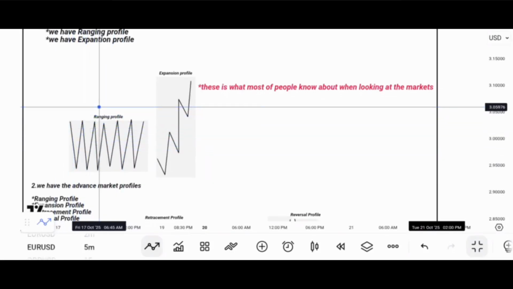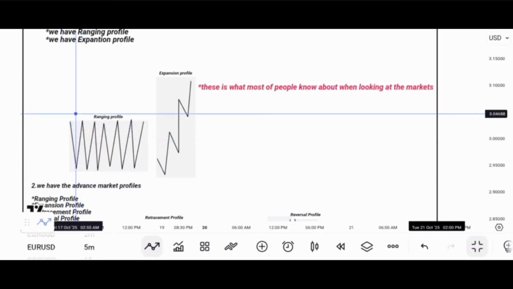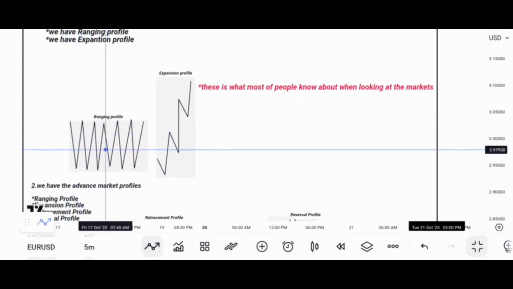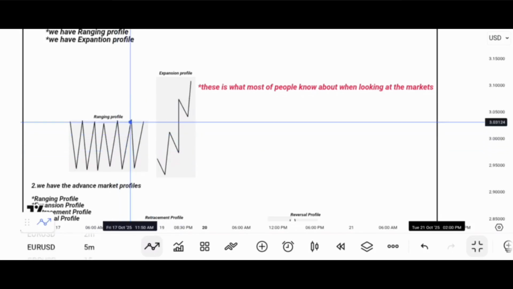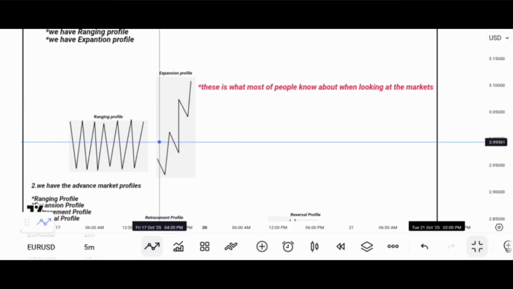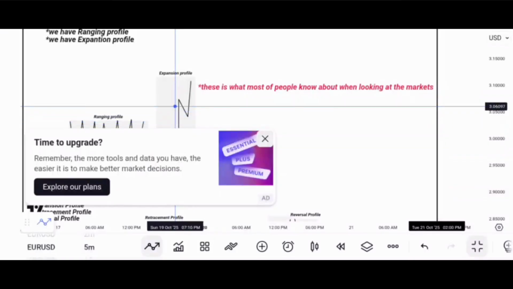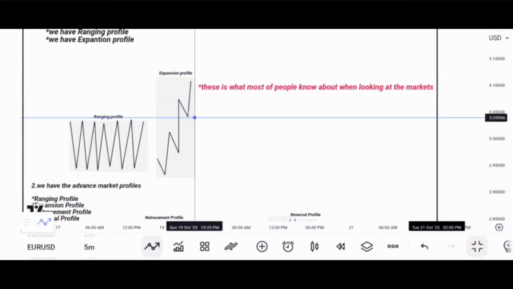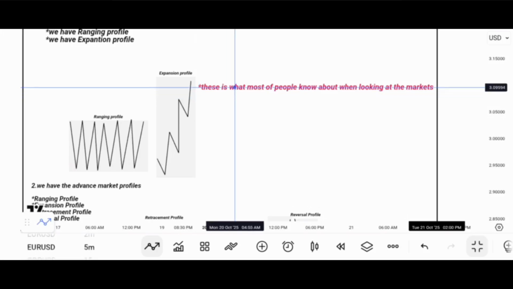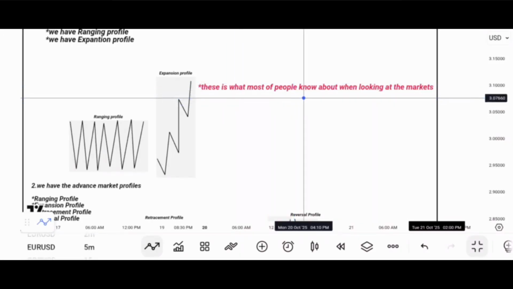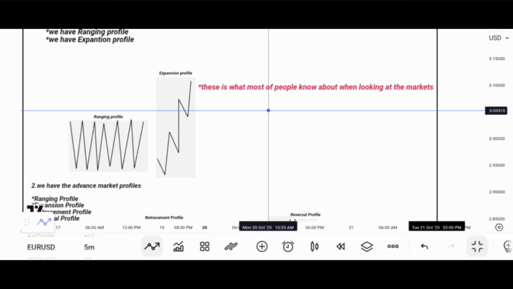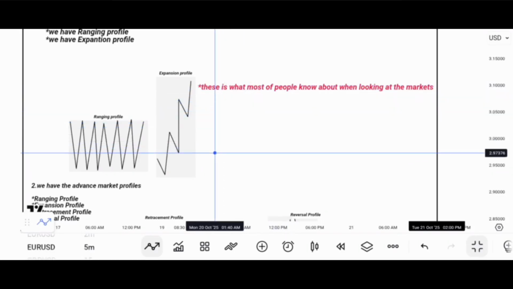First, before it expands, 80% of the time it needs to start in a ranging profile, right? So after a range, we get an expansion. After it opened, it's ranging and then it expands to the opposite side, right? So this is what most of us know when it comes to market profiles, right?